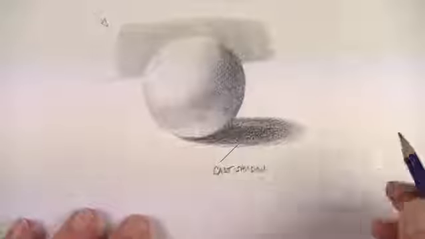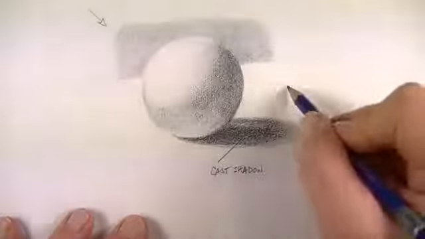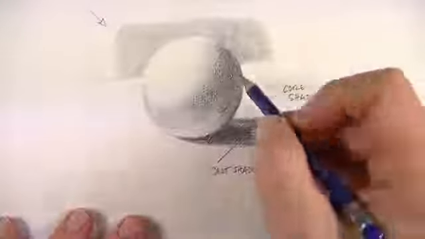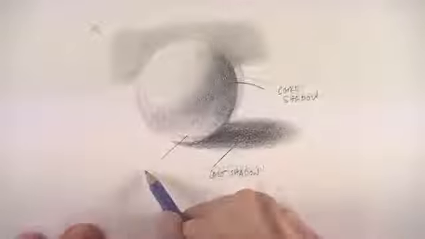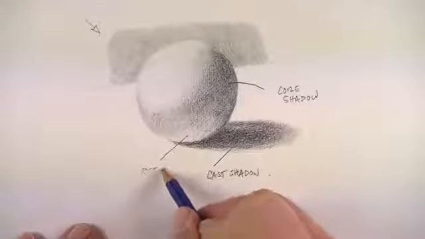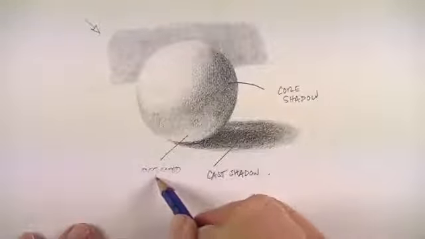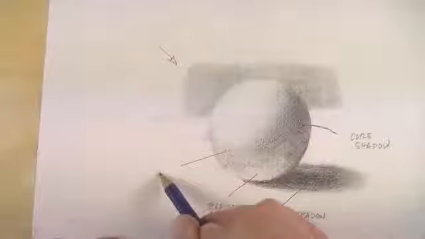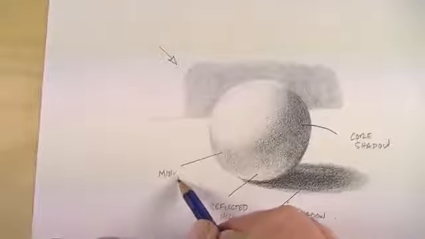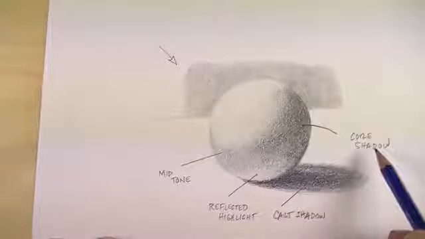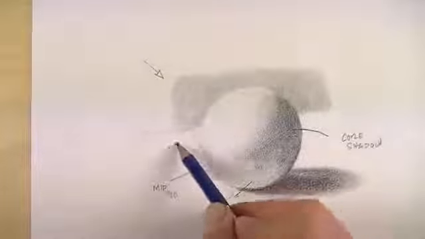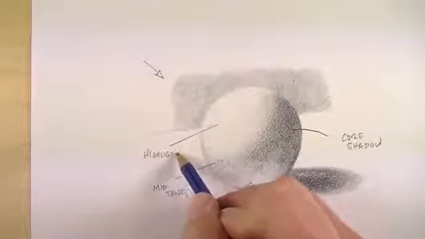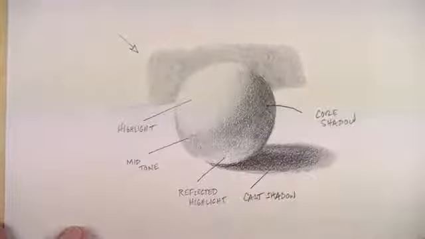So now we have our locations of value in place. We have the area of cast shadow underneath the sphere. We have the area of core shadow where it's the darkest value on the object. And then we have the reflected highlight where light is bouncing off of the surface of the table back onto the underside of the sphere. And then we have the area of midtone or middle value around the center portion of the sphere. And then of course we have the area where the light is hitting the strongest, which of course is the highlight. And now our drawing of a sphere is complete.